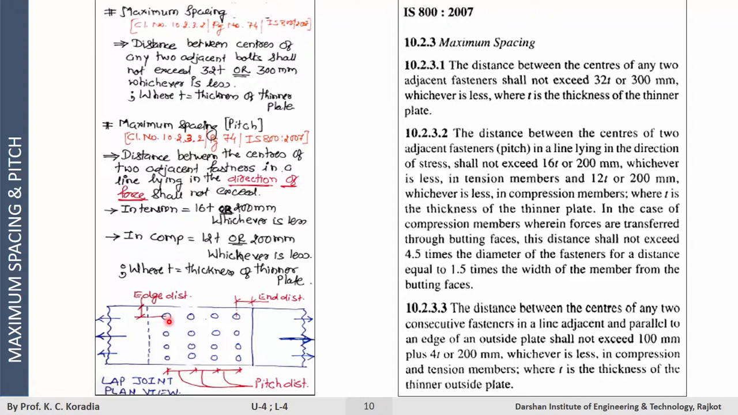Below figure is the plan view of a lap joint. This is your edge distance, this is your end distance, and this is your pitch distance. Pitch distance is measured along the direction of stress or force. Here we have the force direction as positive as well as negative x direction. Therefore, pitch distance is measured in the x direction. This is the pitch distance between the bolts.